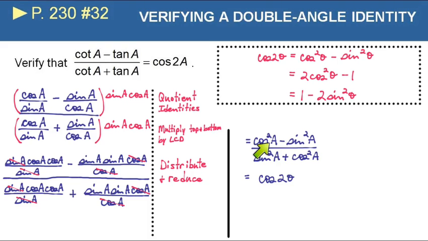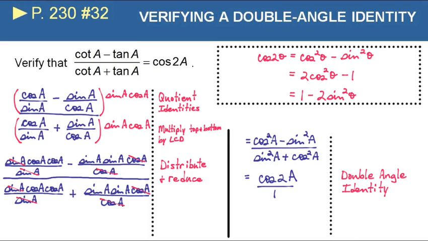So now the top, see, is cosine squared minus sine squared, which is one of our identities. So the top becomes cosine of 2, well I wrote theta, but it should be A. Okay, and then the bottom becomes 1, and cosine of 2A over 1 reduces to cosine of 2A. And that finishes the job, because that's the other side of our identity.